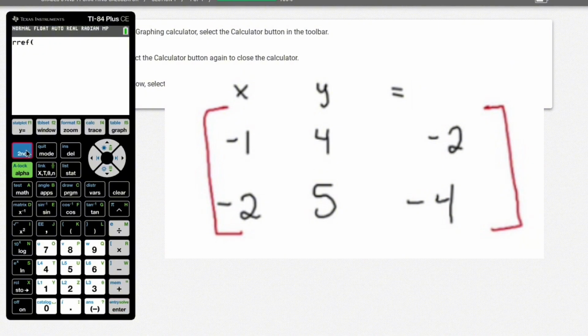So if we hit second, x to the negative 1 to take us back into our matrices section, we can choose A, which was the matrix that we edited, close the parentheses, and we're good to go. Now, what's going to pop up is a nice looking matrix with ones and zeros and numbers. There it is. Now, what we'll do is we will write down this exact matrix going back to our notes, and I'll explain what all of this means, but our calculator step is done. Now we just need to diagnose the answer.